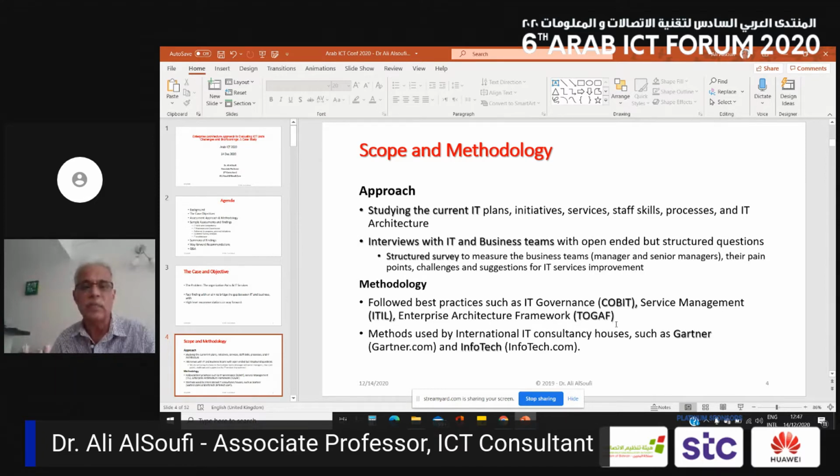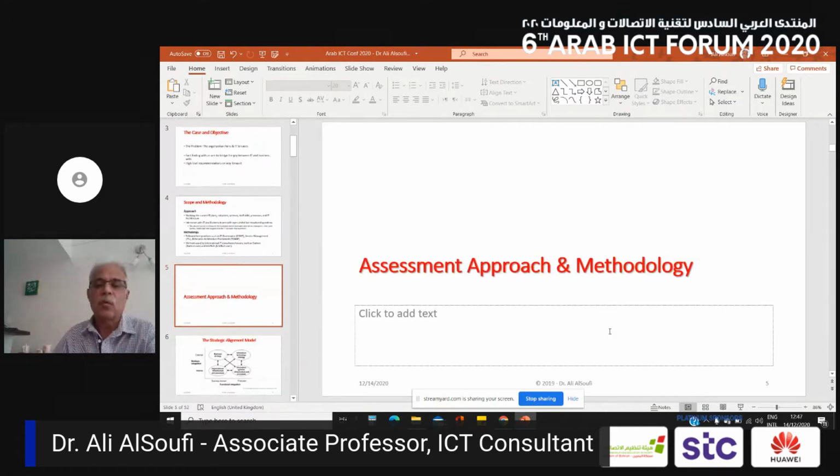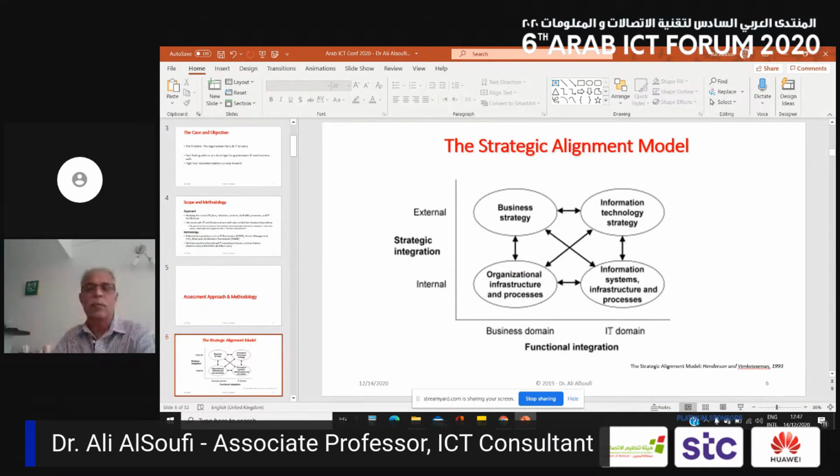So this methodology, which I developed over years, follows best practices such as IT governance, COBIT, ITIL service management, the architecture framework TOGAF, and is also based on top international IT consultancy houses like Gartner and Infotech. If I take you a little bit back to the theory, I'm an academician, I'll start with the theory and move on to the practical, real life.